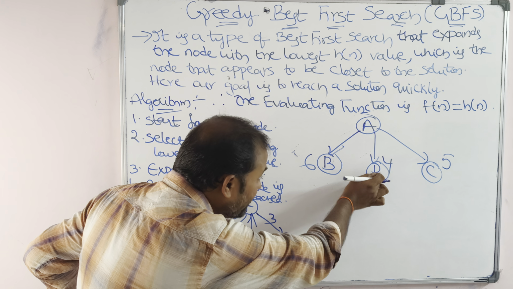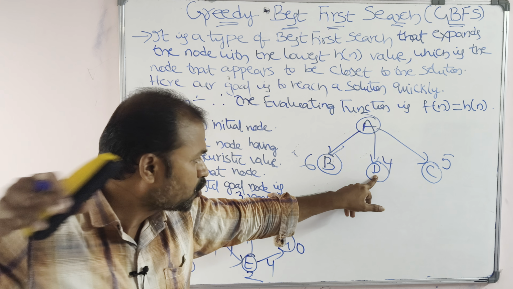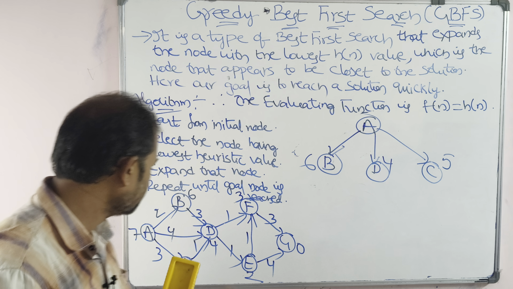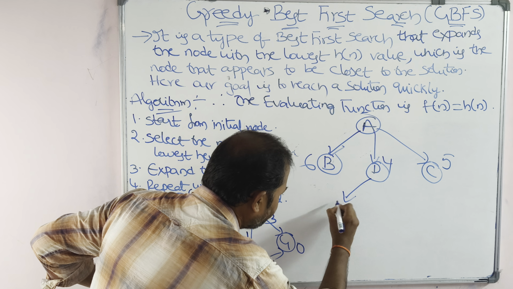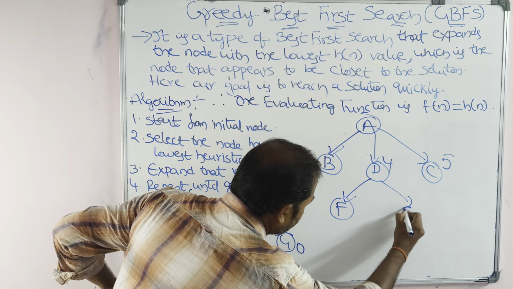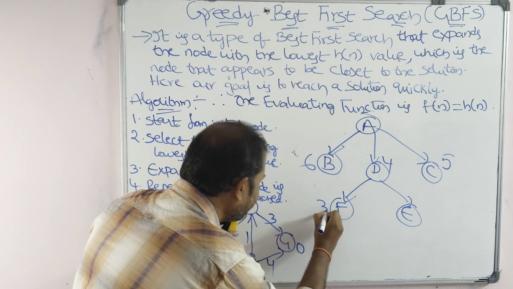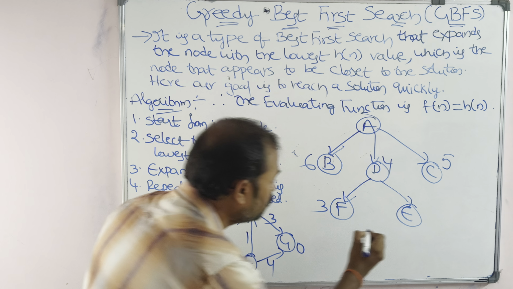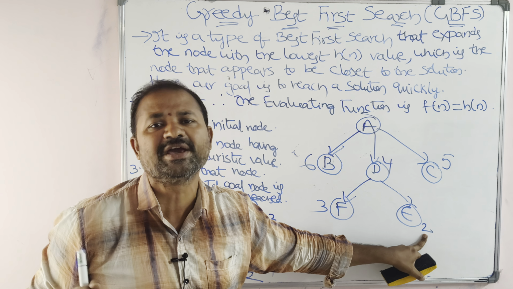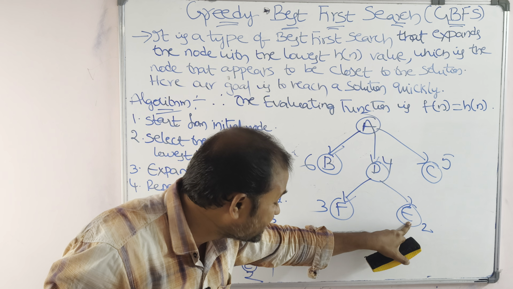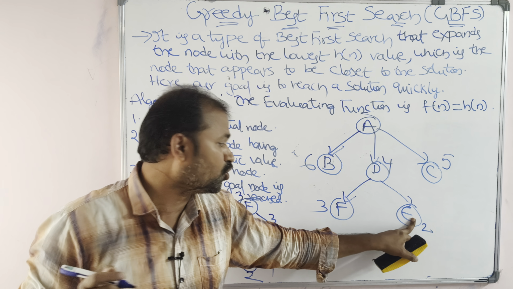So now we have to expand this node. Now we can say that this node is closest to the goal node. What are the successors of D? F, E. F heuristic value 3, E heuristic value 2. So out of 3 and 2, 2 is the lower value. So we can say that E is the best node. This node is closer to the goal node.